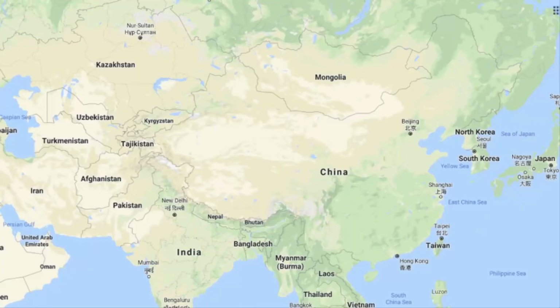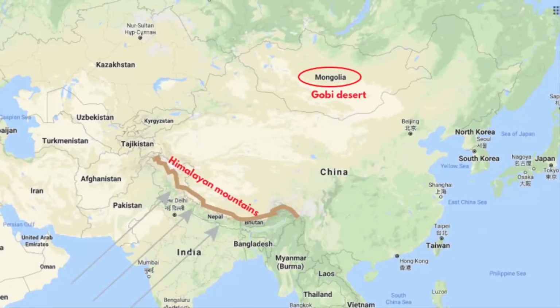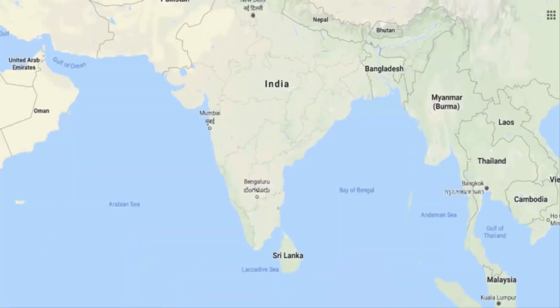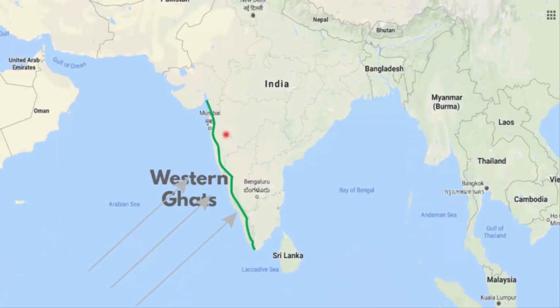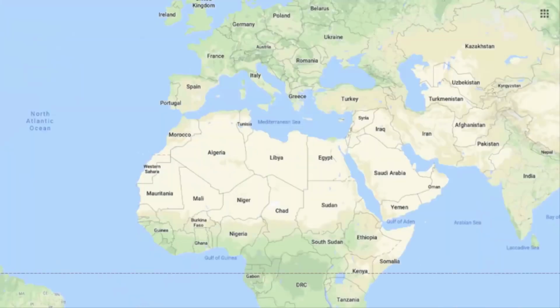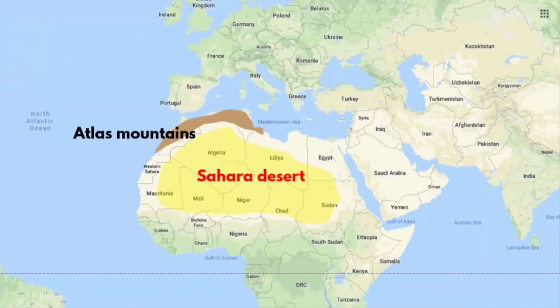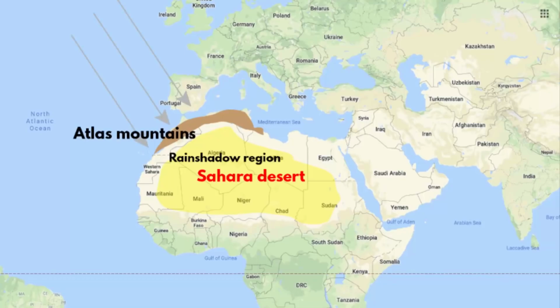Some examples of rain shadow deserts are Mongolia's Gobi Desert and the eastern part of the Western Ghats. If you look at the state of Karnataka, you will find many mini deserts which are located on the eastern side of the Western Ghats. Another example is the Sahara Desert, where the northern part of the African continent is covered with Atlas Mountains that block the wind from the Atlantic Ocean and the Mediterranean Sea.